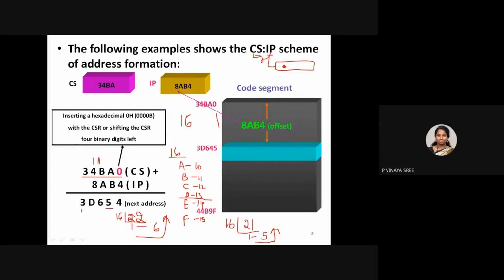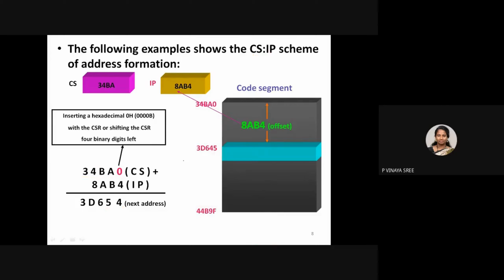Based on this, this is an address where a processor wants to fetch an instruction. So it goes to this address, 3D645, and whatever instruction is present there will be fetched. Okay, now let me give one more example so that I can see who will answer.